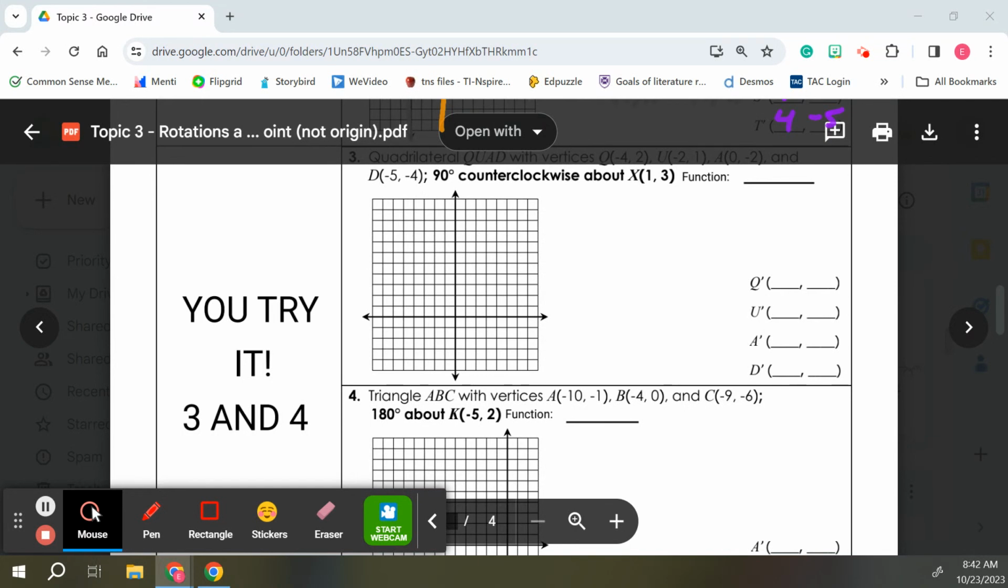Show hands who's still working on these 3. Okay.